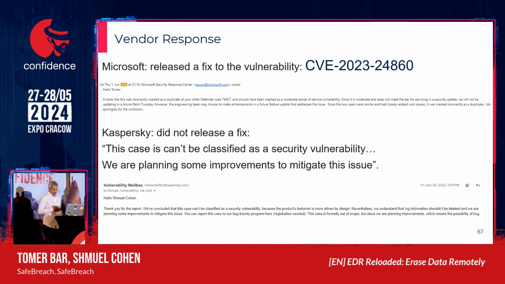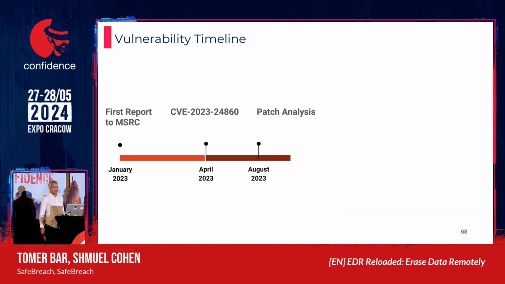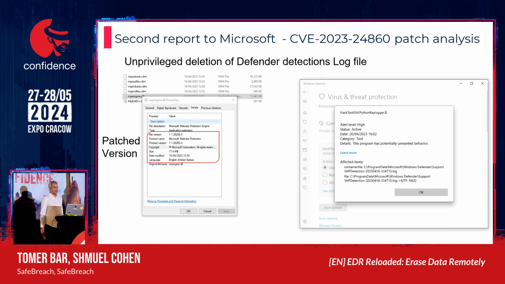Okay, so cool until right now, right? But this is not the end of the story. Immediately after the patch release in April last year, we started to check the original attack vectors and found out that not all of them were fixed. But we delayed the in-depth analysis to August. And this is one example that we found, an unprivileged deletion of Defender detection logs, which was still possible on fully patched machines at the time of the check, and actually it's still possible nowadays.